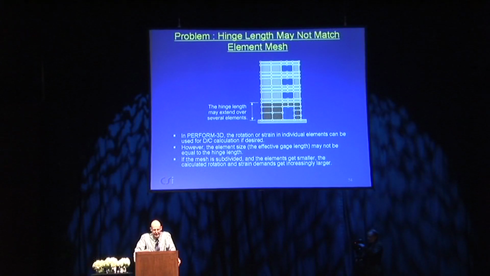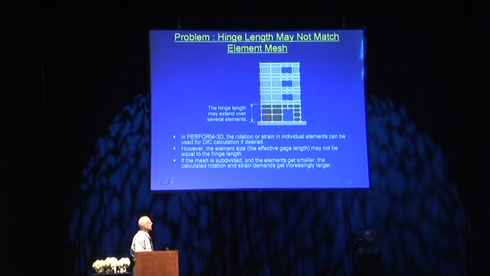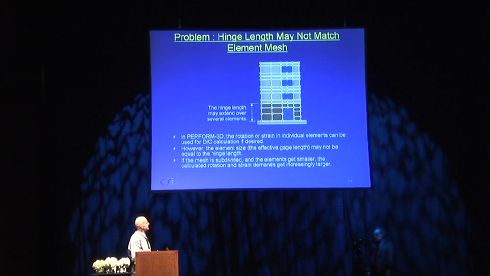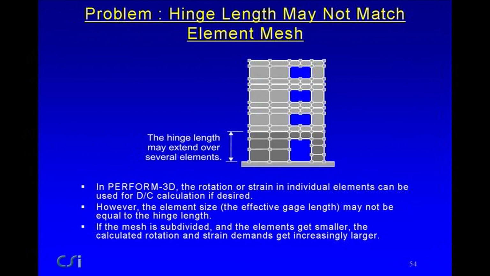In Perform 3D, you can, if you wish, calculate rotation or strain in individual elements. So, for example, I could calculate the rotational strain in this element and use that as the demand rotation or demand strain. But that's not the same as the hinge length. That's a different gauge length from the story height, which would seem a reasonable value. And let's take a look at what is going to happen.